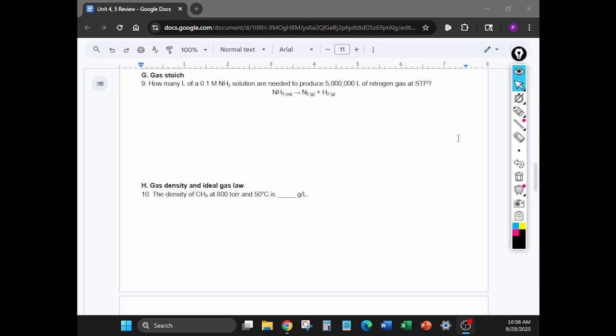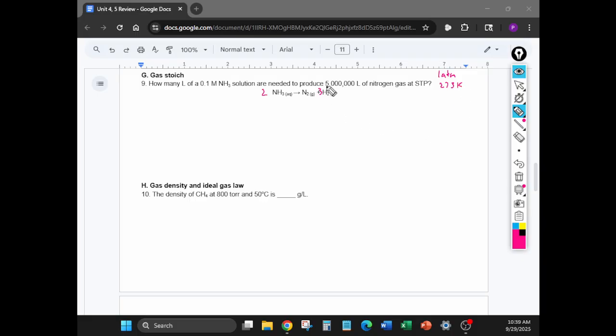All right, so first thing we want to do here is balance the equation. So hopefully you got 2 and 3 here. Okay. All right. Next thing you want to do is determine STP. STP is when a gas is at 1 atm and 273 Kelvin.